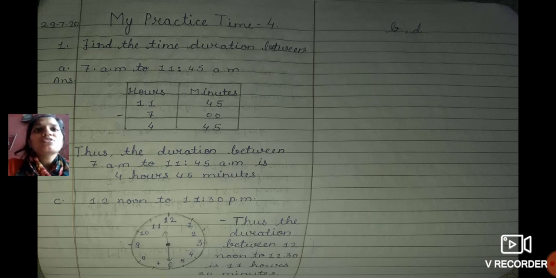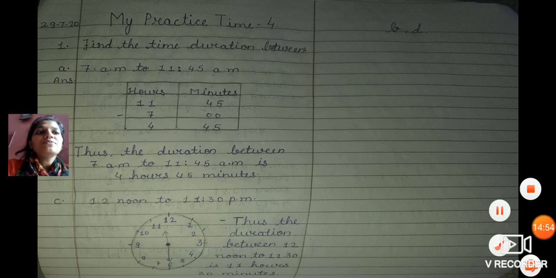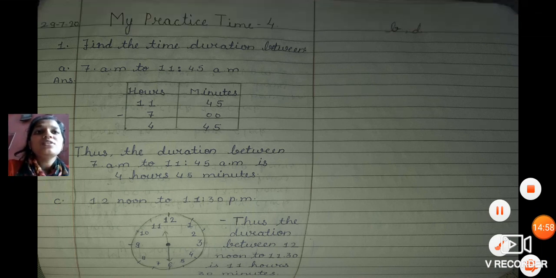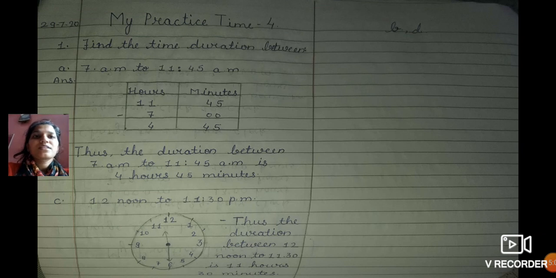Okay, now question number 1 is find the time duration between. So our first question is find the time duration between. So first one we can see that 7 a.m. to 11:45 a.m. Okay, 7 a.m. to 11:45 a.m. Now students, to find the duration, what we have to do, as we all have discussed, that to find the duration we have to.